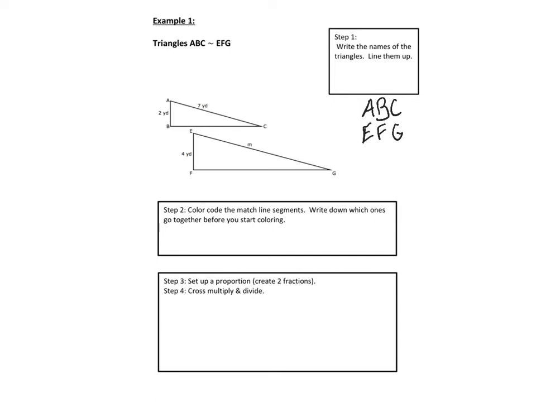So now we're going to color code. So I'm going to color code the first letter in each set of letters red. I'm going to color code the second letters blue and the third letters green. Now what I color coded to the side, I also need to color code on those triangles. So A was red, E was red, B was blue, F is blue, C is green, and so is G.